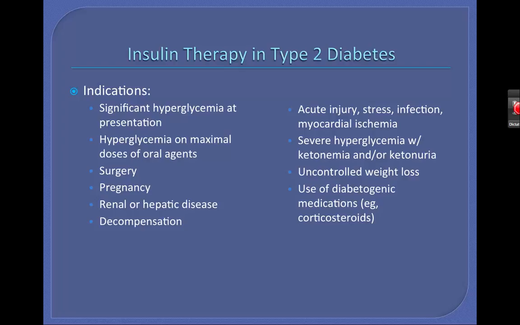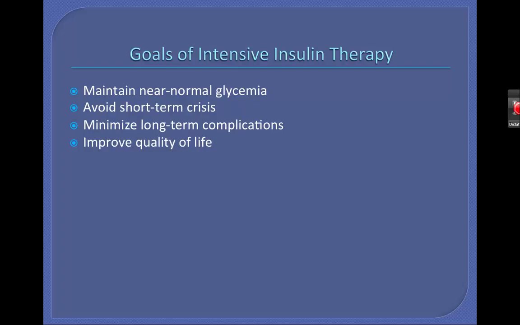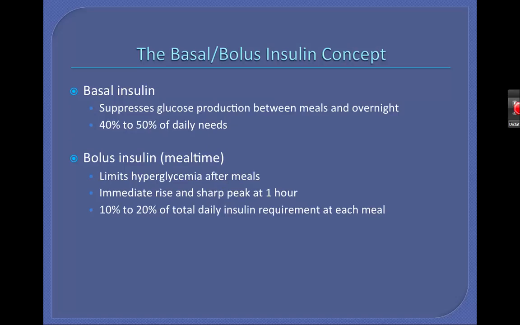We have to think that these patients sustain elevated hemoglobin A1Cs for too long, and this can cause target organ damage. The average person sustains a hemoglobin A1C of greater than 8 for over 5 years, and the average person sustains a hemoglobin A1C of greater than 7 for over 10 years. So the goals are to maintain near normal glycemia, avoid short-term crisis, minimize long-term complications, and improve patients' quality of life. So, the basal versus bolus insulin concept.